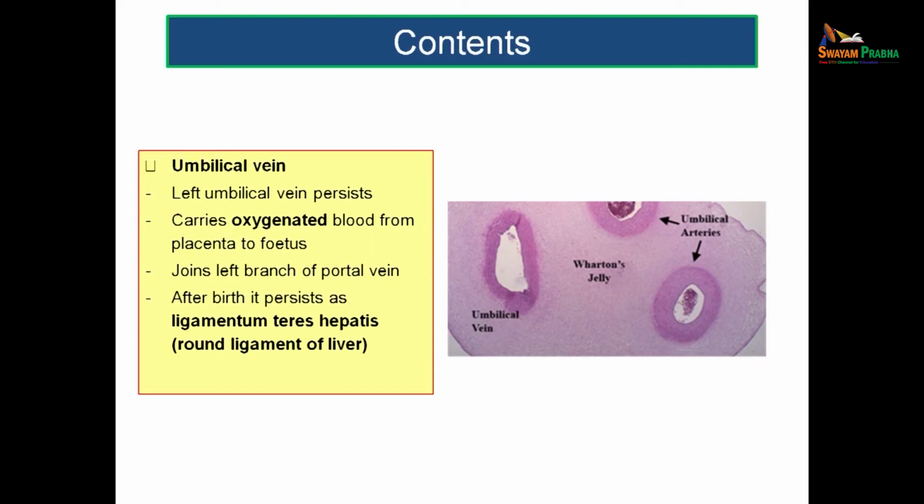It joins with the portal vein, and that is how the fetal circulation continues. And after birth there is no need for the umbilical vein. So, it degenerates and persists as the ligamentum teres hepatis, or the remnant of the umbilical vein is seen as the ligamentum teres hepatis or round ligament of liver.